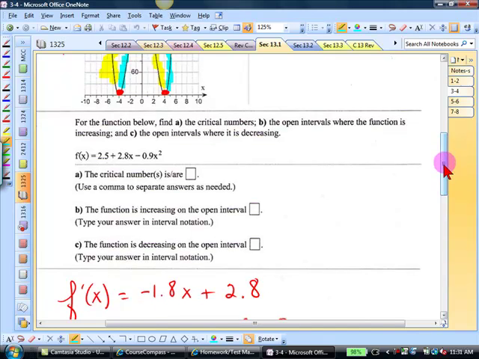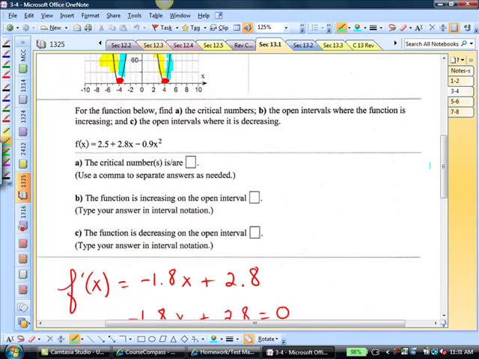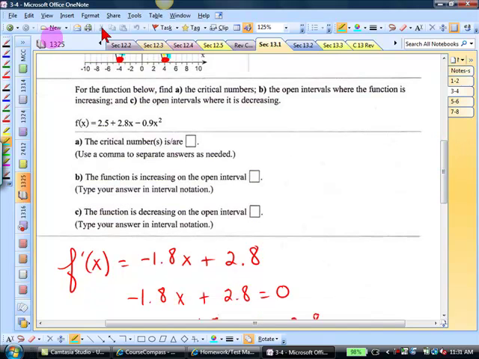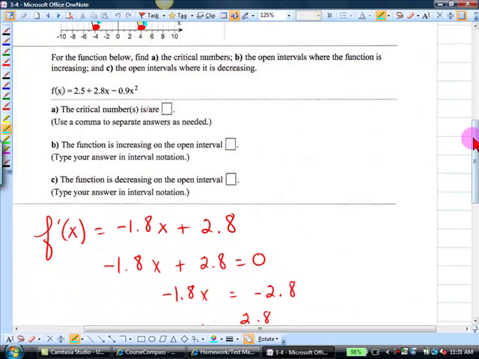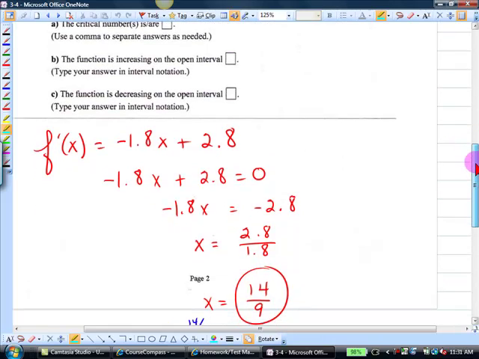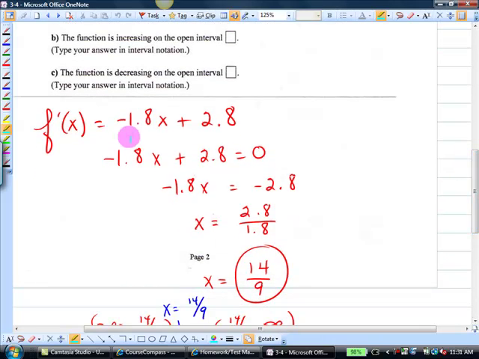Okay, now on this one, we actually get to start working. It says find the critical numbers, and then find where it's increasing, find where it's decreasing. So we're going to do that whole process. All right, here's the original equation. First thing that we're going to do is find the derivative. So I found the derivative there, and then I set it equal to 0.